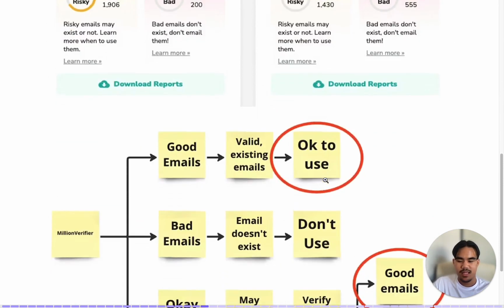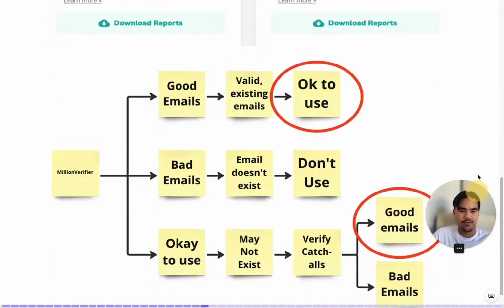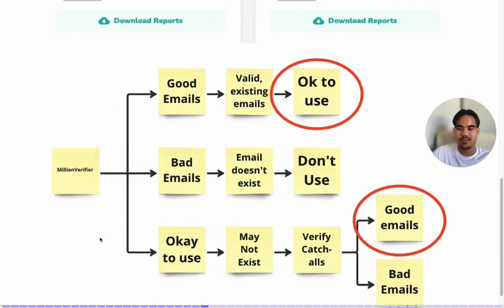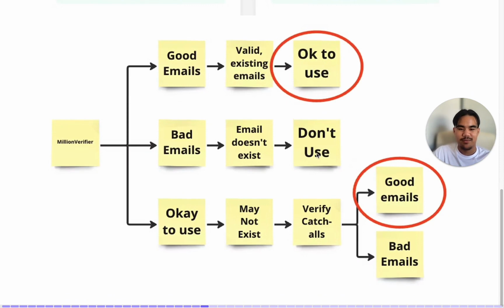So here's a graph or diagram that shows this better. So you get good emails, which are okay to use, and then bad emails we don't want to use. For the risky ones, we can verify the catch-alls, and if the good ones from the catch-alls come through, we want to use those, and we don't want to use the bad ones, obviously.